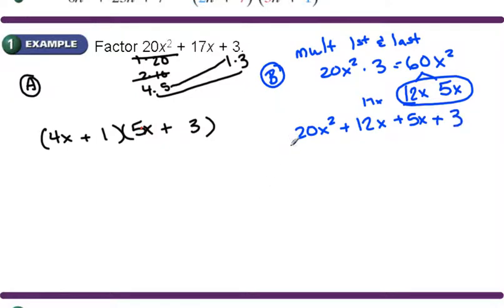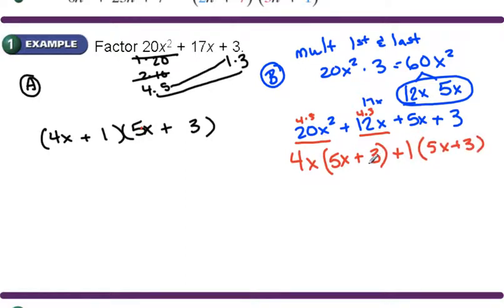Now we are going to look for common terms. 20 and 12. Well, this is 4 times 5. This one is 4 times 3. So we can factor out a 4, and each of them have an x. This leaves us with 5x plus, the only thing we have left there is a 3. And over here, the only thing they have in common is 1.